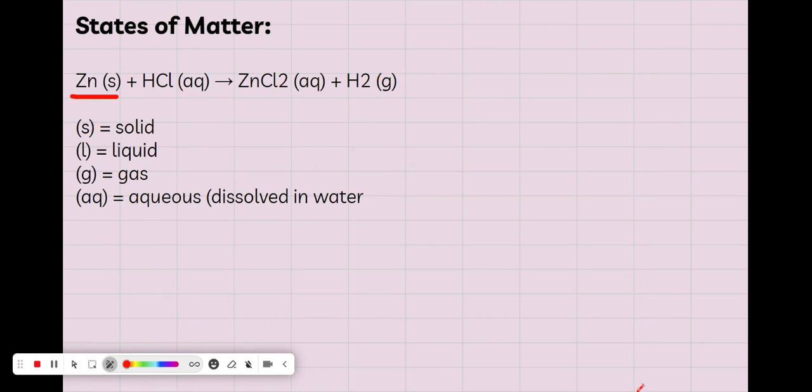We don't have an example of a liquid here, but if it were an L, that would tell us that whatever the thing in front of it is a liquid. So for example, if we had H2O, we would have an L next to it because H2O is a liquid. Gas would be right here. As we can see, this tells us that hydrogen is a gas. And then the second one here is AQ, which is aqueous, and this just tells us that whatever our substance is, it is dissolved in water.